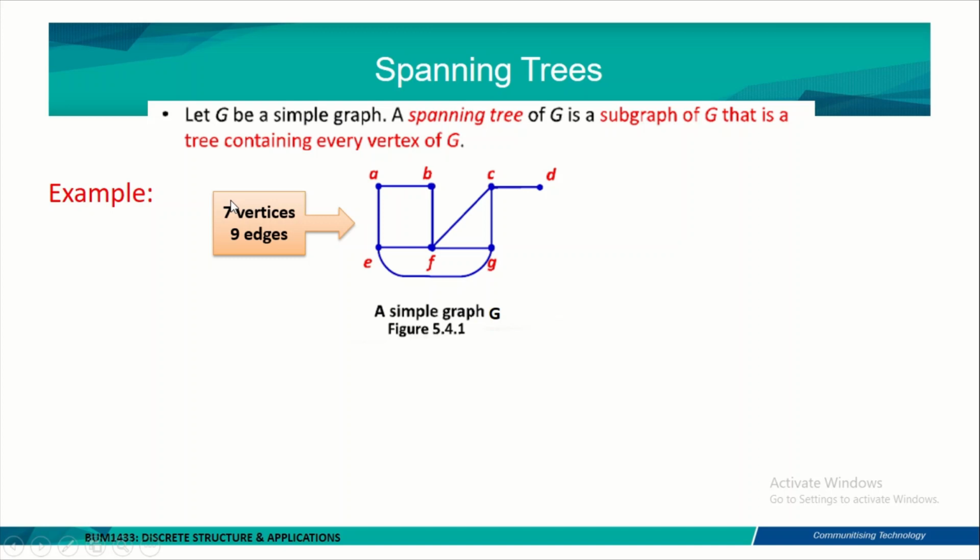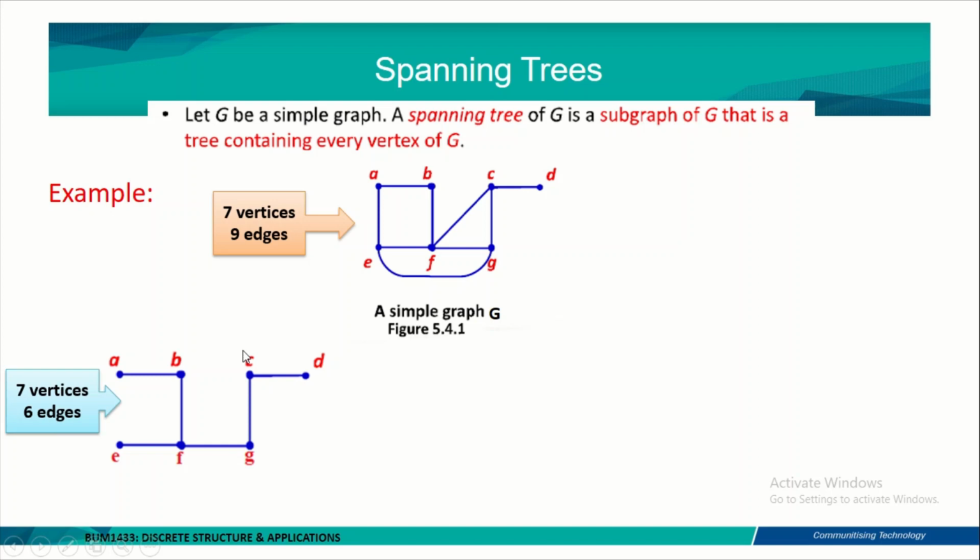Alright, let's see the first spanning tree. So we have the subgraph of G here. We see that all the 7 vertices here are connected with edges. So we have A connecting with B, B connecting with F, F connecting with E, and F connecting with G, G also connecting with C, and C connecting with D. So we have 7 vertices here, and they are connected with 6 edges. So the 6 edges are the minimum edges that can connect the 7 vertices.